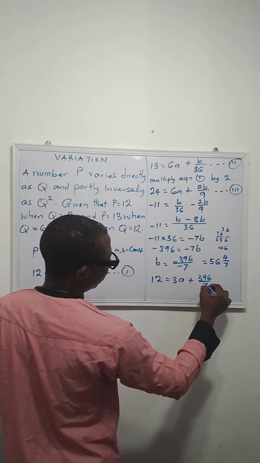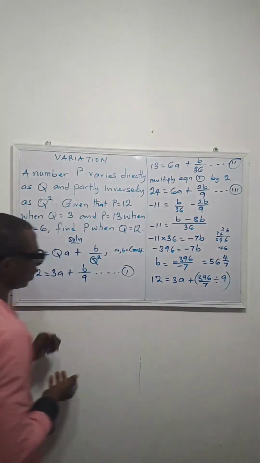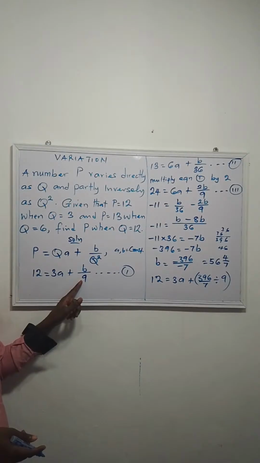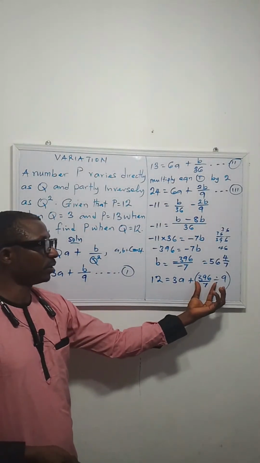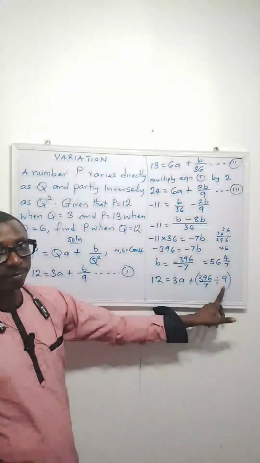So I will have 396 over 7 divided by 9. Can you see that now? We have b divided by 9. I just decided to write b this way since b is a fraction, divided by 9. So we have 9 here.